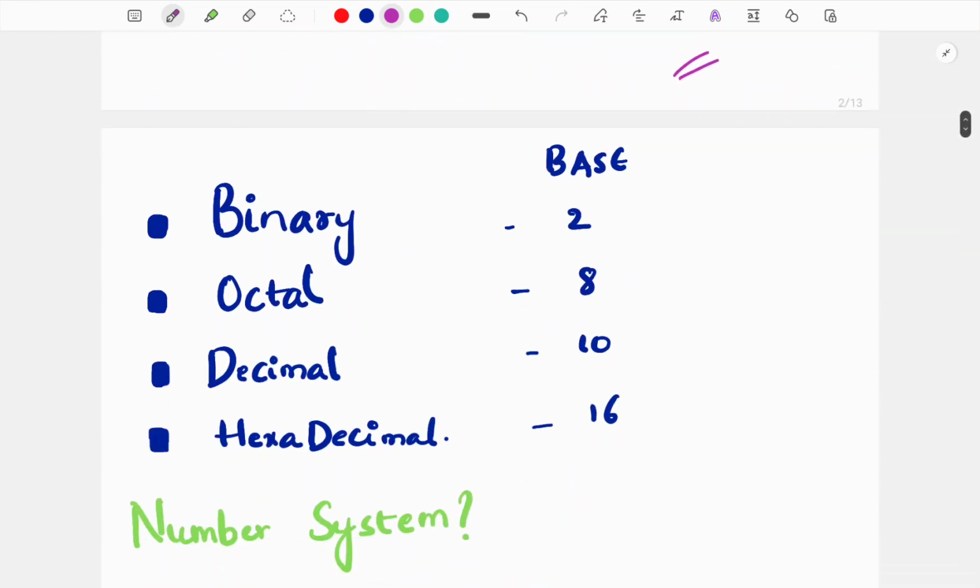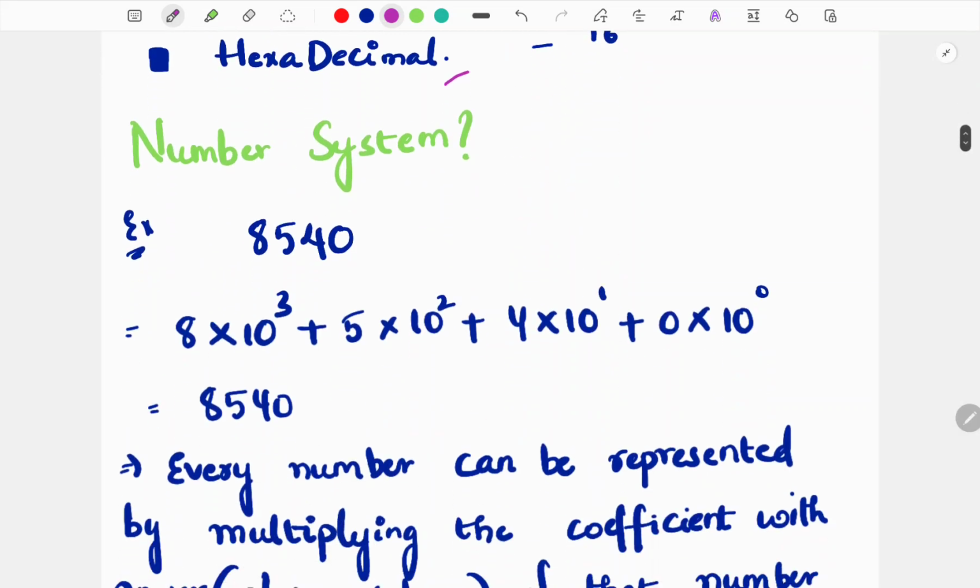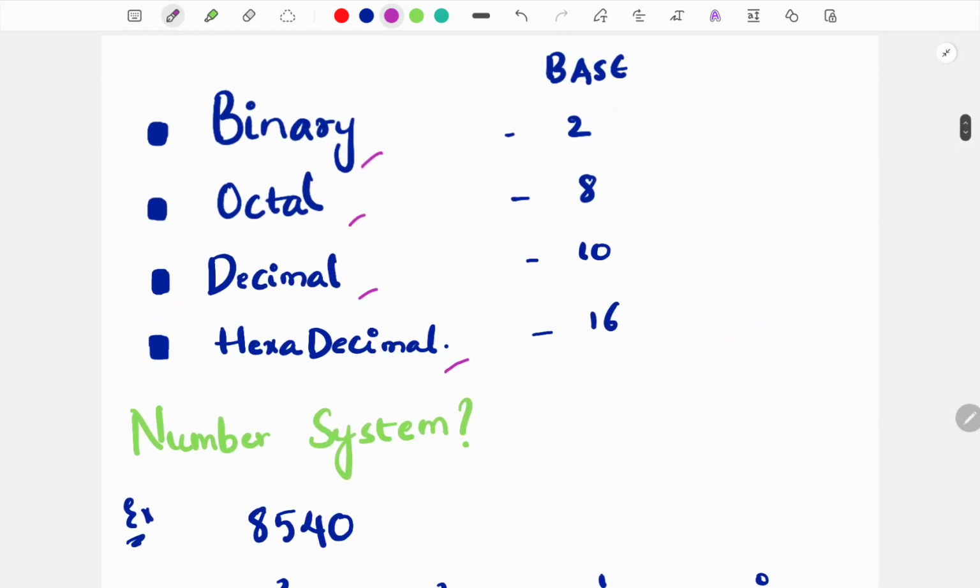There are 4 types of number systems: binary, octal, decimal, and hexadecimal. Binary has base 2, octal has base 8, decimal has base 10, hexadecimal has base 16. I'll explain in the later part what this base represents.